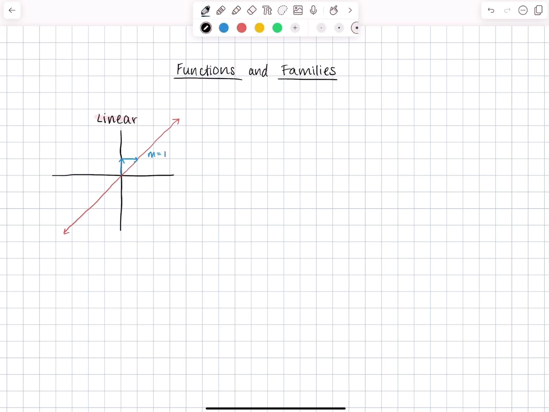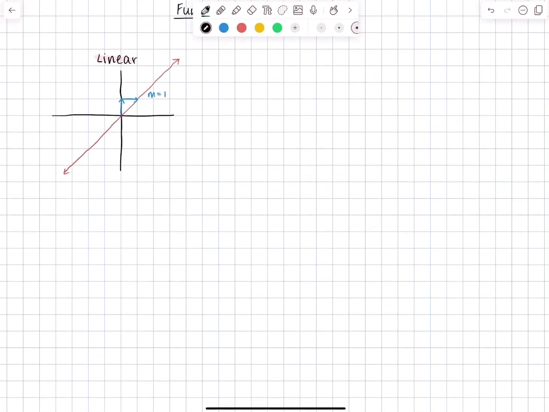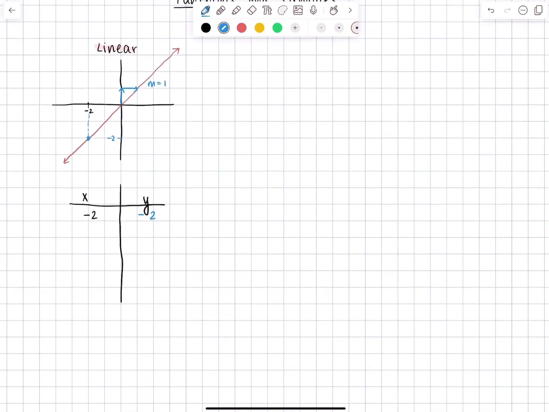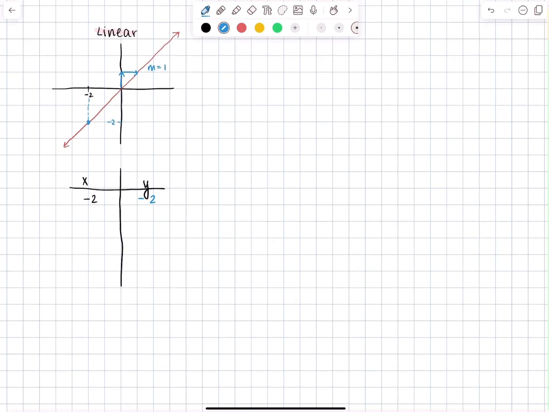And on a table, we have the x and the y. So when you have a table, let's say our value was -2. At point -2, so -2 is right here, we're going to go down over here, and that point is also -2. So when the x and the y equal each other, we have a linear function. And this is the parent function.